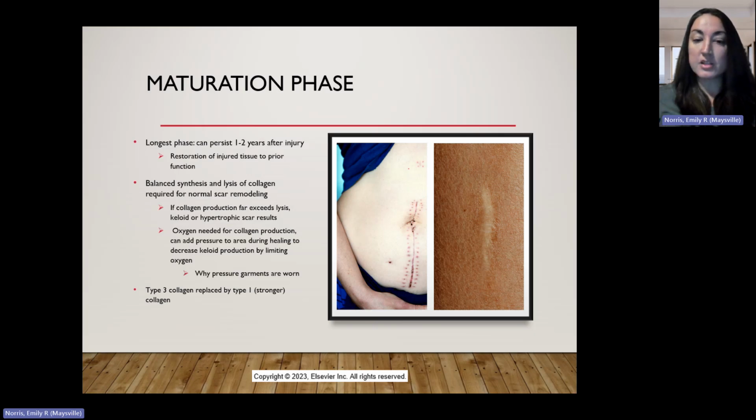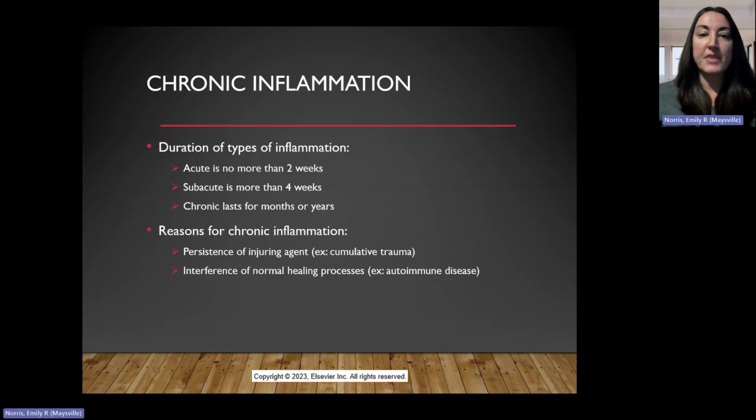This is a stronger collagen. I'm sorry, it is replaced by the type 1. The type 3 collagen that was placed down initially is replaced by the type 1. It's stronger, it's more organized, it's more like the tissue it's replacing, and it's more functional.